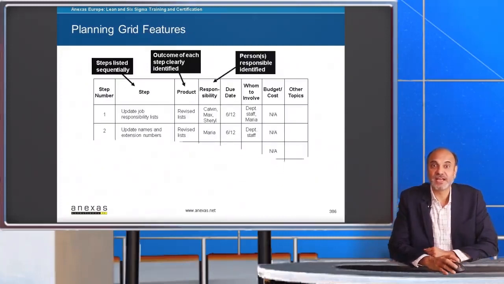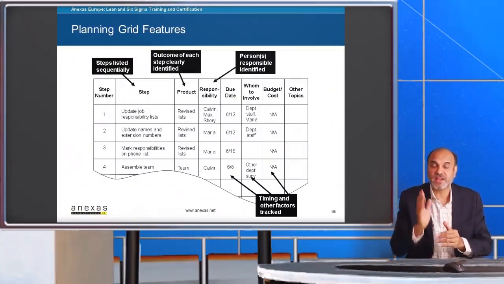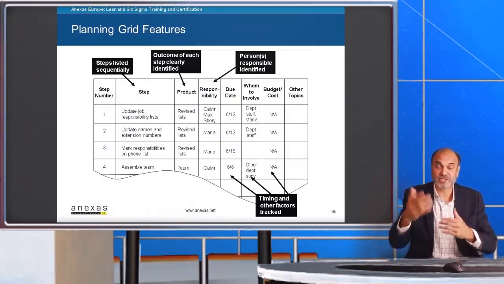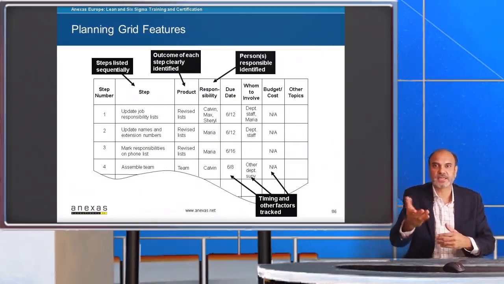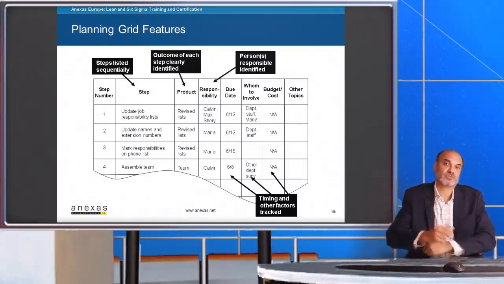Here, you first list down the steps sequentially in one column. Then you list down the outcomes of each of the steps very clearly, and it is identified against each step. Then you assign the responsibility, the person responsible who needs to execute that task, and then you will also list down the timing and other factors which need to be tracked.